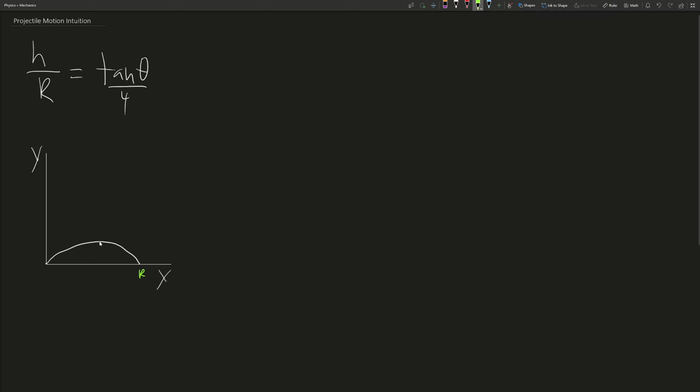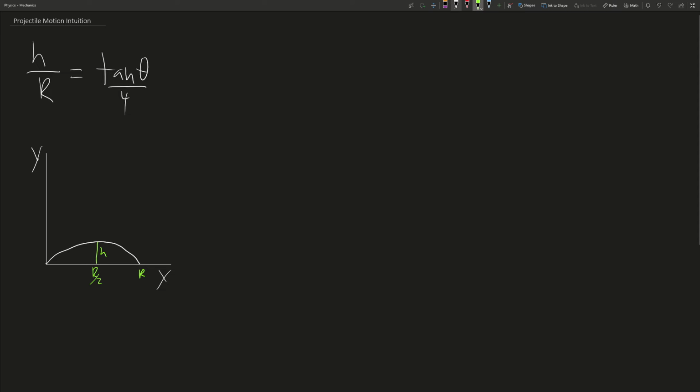Now, in the middle of its trajectory, it's going to reach a height h, and this occurs at r over 2 because this path is parabolic, and so it is symmetric about its vertex, or the highest point, meaning that this is half the distance of its total range when it reaches its maximum height.